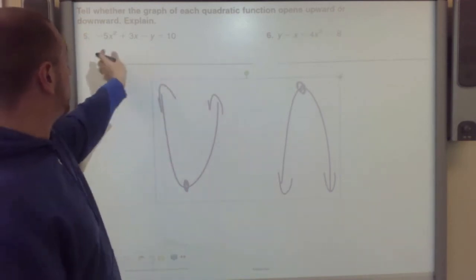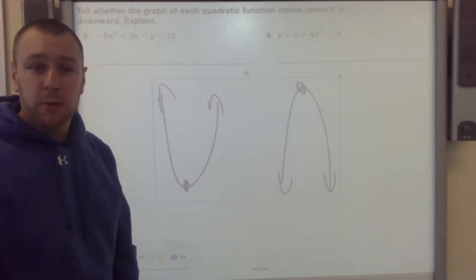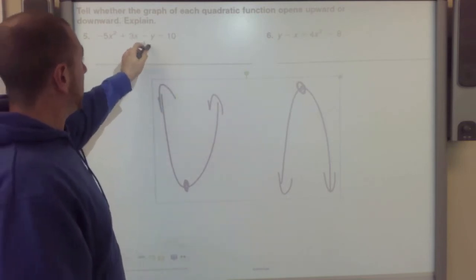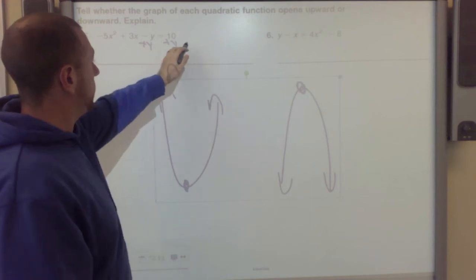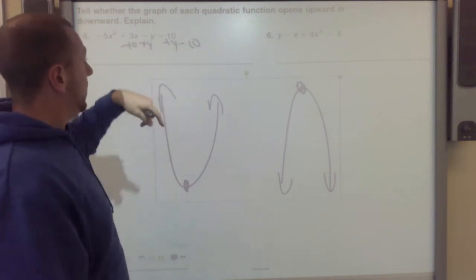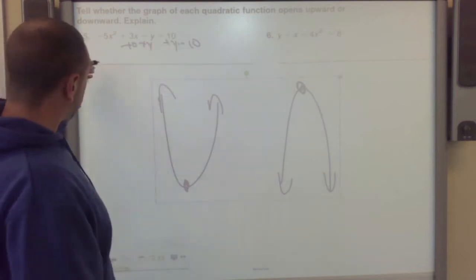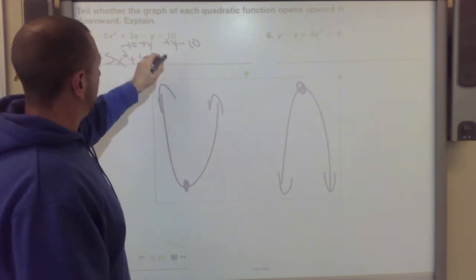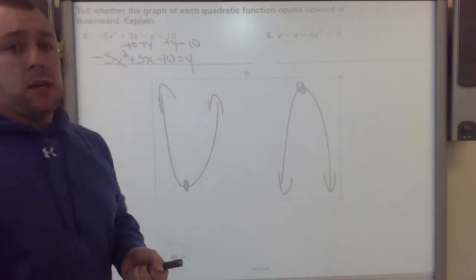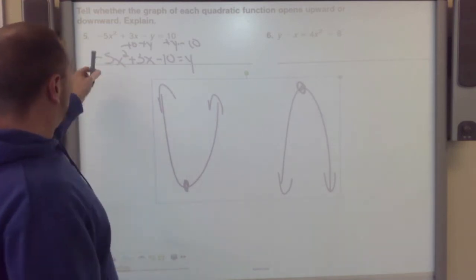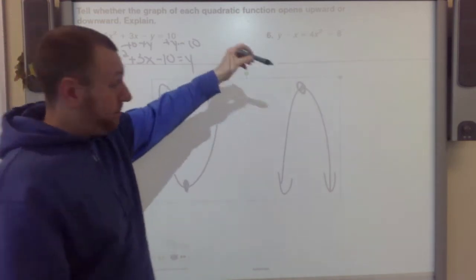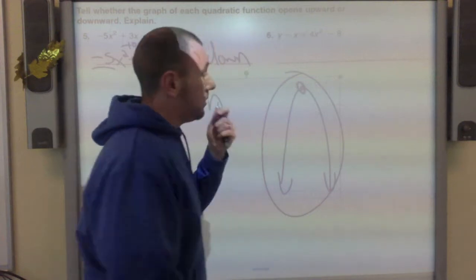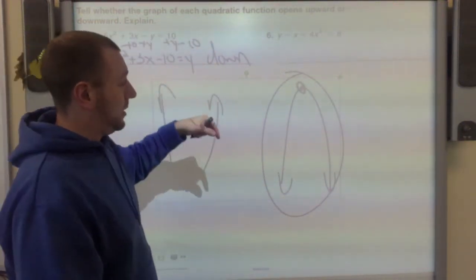So the first thing you'll notice in this one, we don't have a y equals. It always has to be a y equals or 0 equals. So what I'm going to do is add y to both sides, and at the same time subtract 10. That way the 10 moves over, the y moves over. So I got negative 5x squared plus 3x minus 10 equals y. So that means that the a value is negative 5. That makes it open down. Whenever the a is negative, it's going to open down.